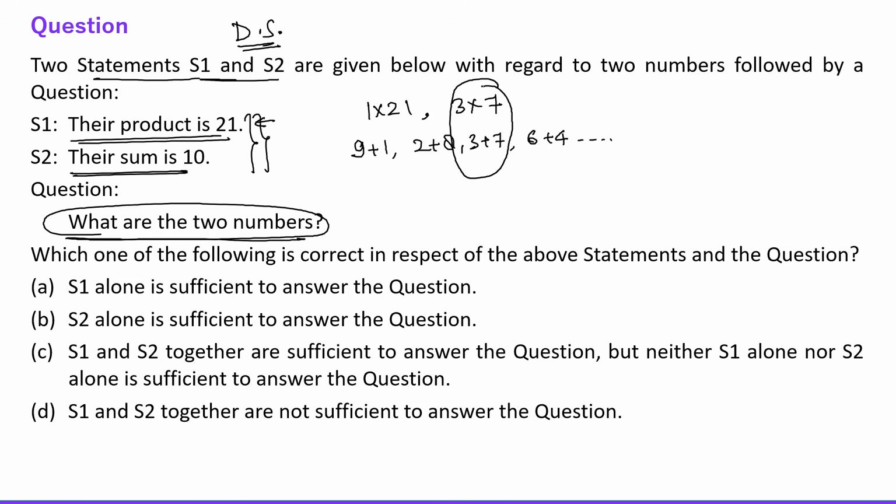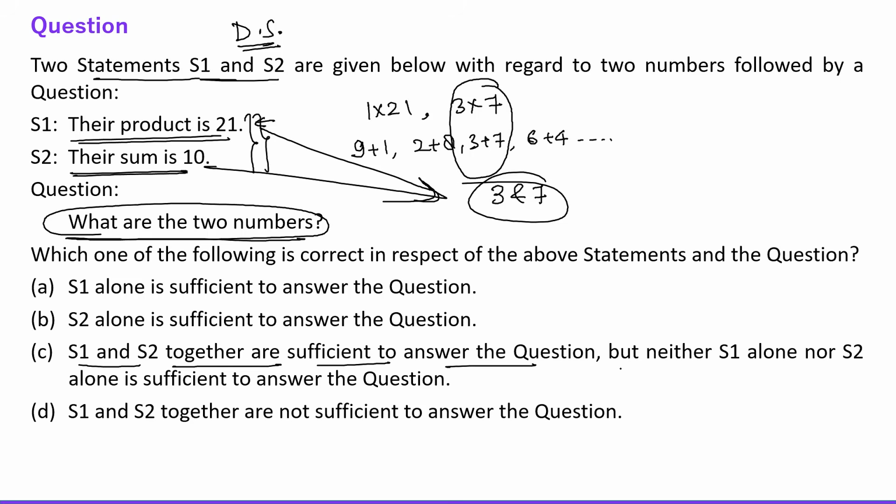3 into 7, and 3 and 7. So these two numbers are 3 and 7, whose sum is 10 and their product is 21. So when we are combining these two statements together, we are getting these two numbers whose product is 21 and sum is 10. So here S1 and S2 together are sufficient to answer the question. So C option: S1 and S2 together are sufficient, but neither S1 alone nor S2 alone is sufficient to answer the question.